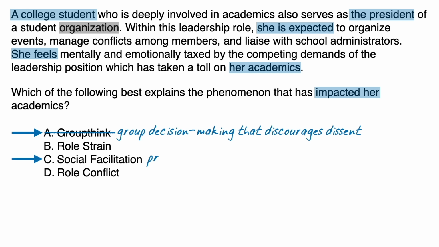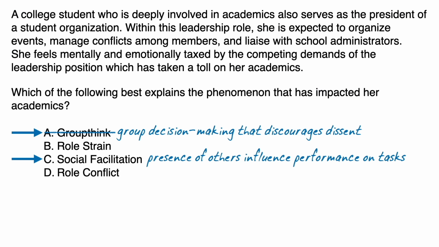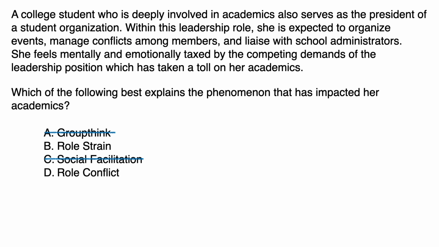Social facilitation describes how the presence of others can influence an individual's performance on tasks, but there is no mention of other people influencing her performance. It's just about how she's been taxed by all the responsibilities in her leadership role and the toll that these responsibilities have taken on her academics, so eliminate C. And lo and behold, we're down to role strain versus role conflict again.